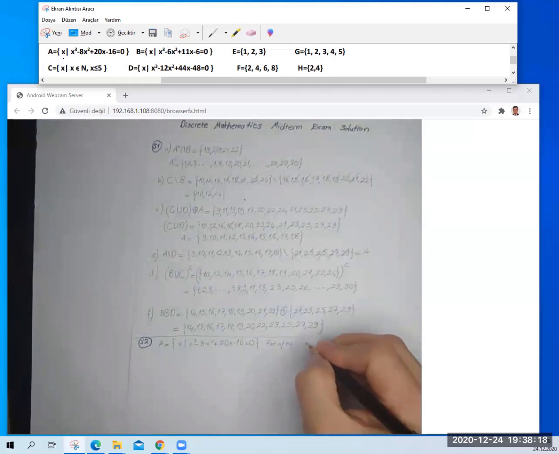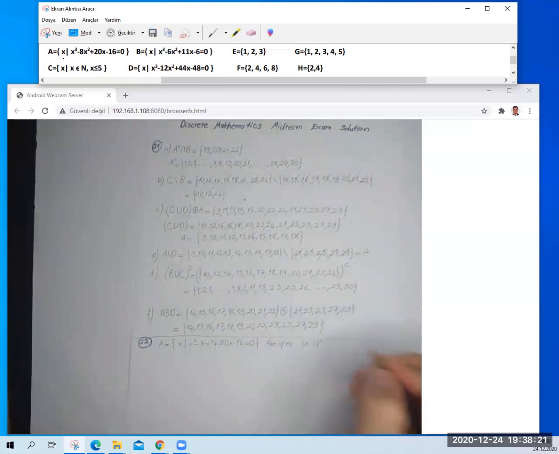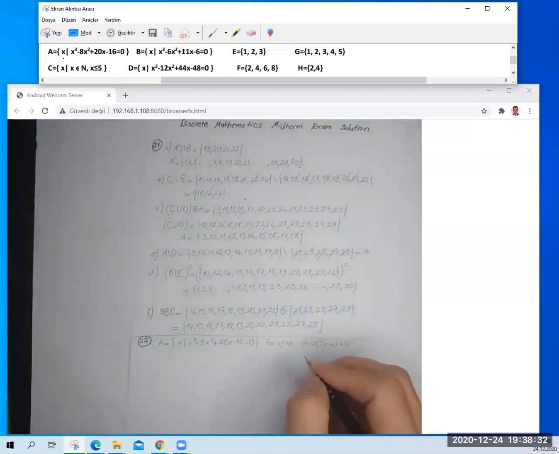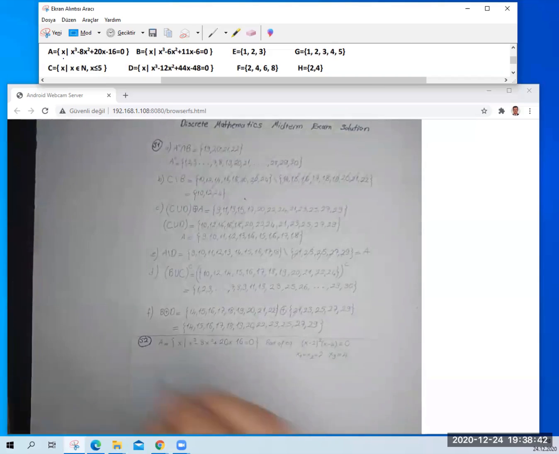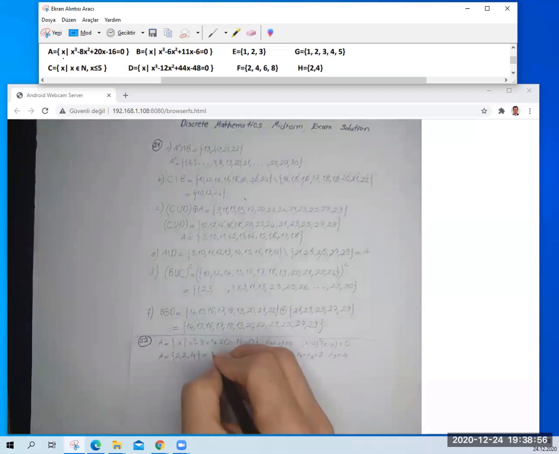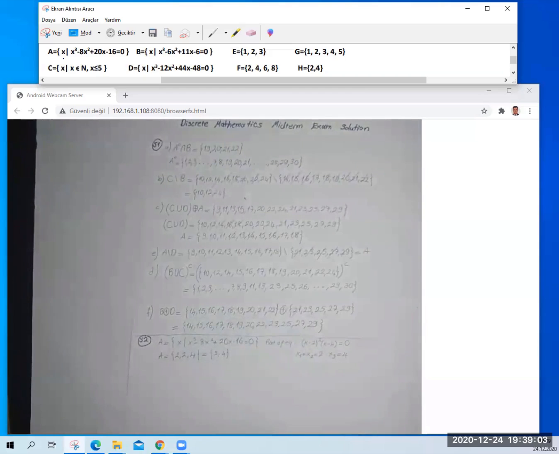and there is the x minus 2 to the power 2, in parentheses, times x minus 4 is equal 0. So it means we have x1 and x2 is equal 2. There is the x3 is equal 4. So it means A has 2 twice and 4. If you write only the set without repeated members, it is 2 and 4. So this is the A.